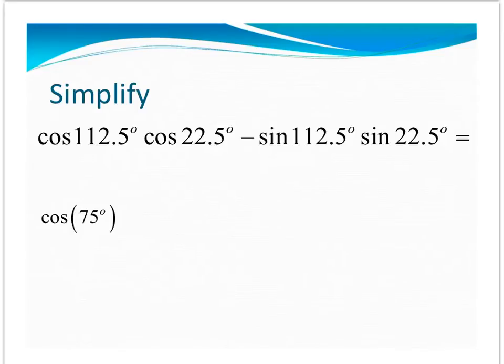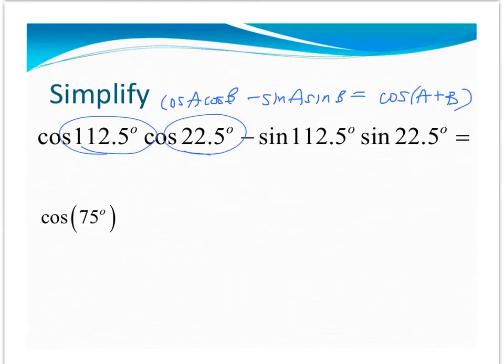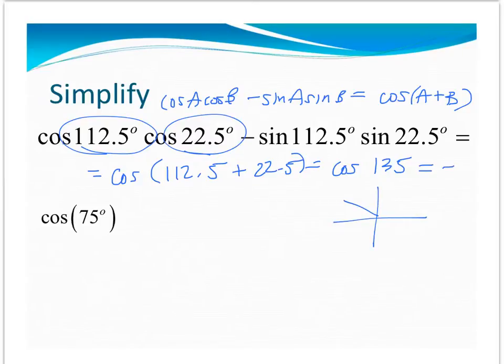Alright, in these two problems, we want you to recognize in the top one that this is an expanded version of our cosine sum formula, and we want you to put it back together again. So recognize this as cosine A cosine B minus sine A sine B is really just cosine of A plus B. So this is my A, this is my B, therefore this can condense into cosine of 112.5 plus 22.5, which is cosine of 135. And at 135, cosine is equal to negative root 2 over 2.